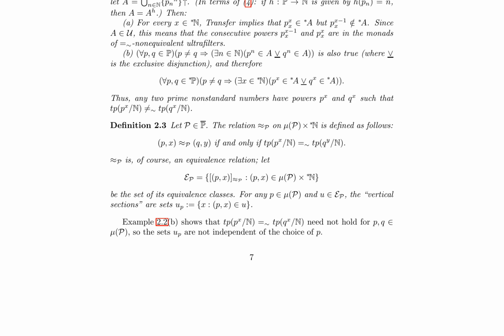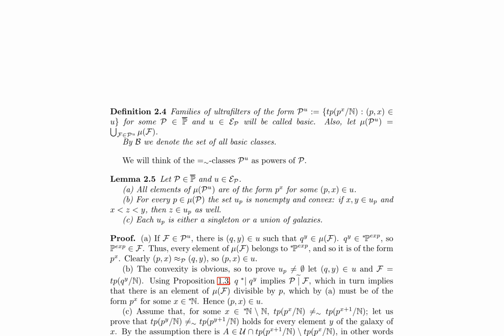This section provides a comprehensive exploration of ultrafilters in nonstandard models, examining their properties and behaviors under different conditions. It introduces a key proposition about the equivalence of ultrafilters for prime numbers, provides a counterexample for non-prime numbers, and defines a relation ≈_p to classify these ultrafilters further. The concept of vertical sections is also introduced, highlighting the dependence of these sections on the choice of p.